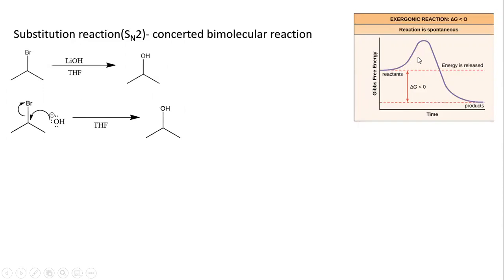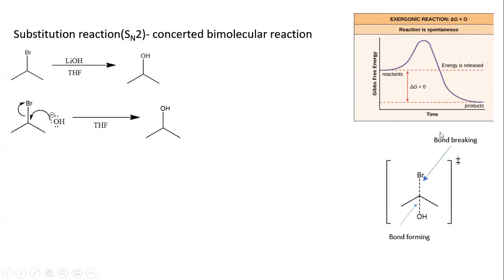So as the reactants, we get to the transition state, and then we roll down to get to the products. And if we're dealing with what's called Gibbs free energy, this reaction is spontaneous, meaning it's exergonic. So delta G is less than 0.